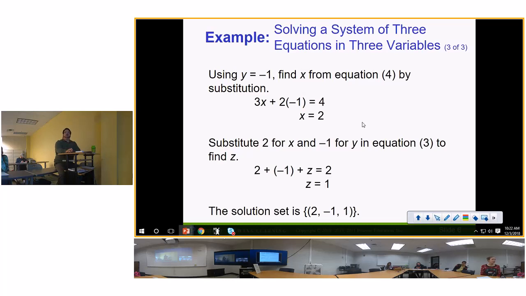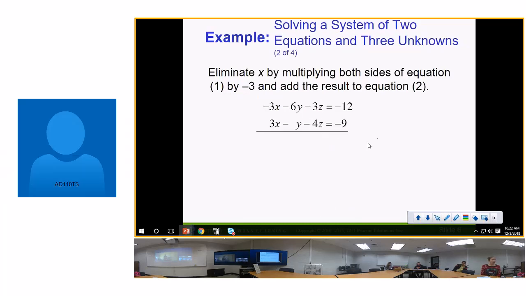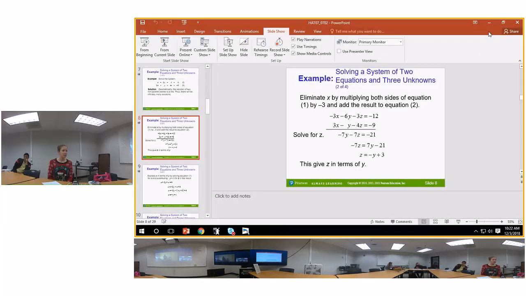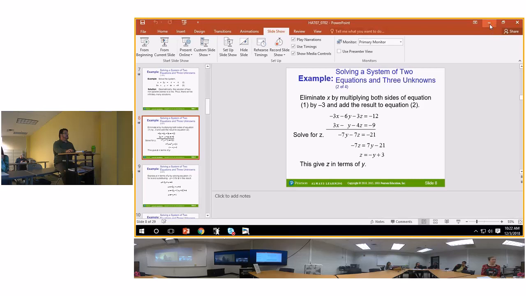So, okay. Hubert. Yes. Do those answers have to be in any specific order? Yeah, X, Y, and Z. Yeah, they have to be X, Y, and Z. Always remember that. Your coordinates always have to be in alphabetical order, X, Y, and Z.